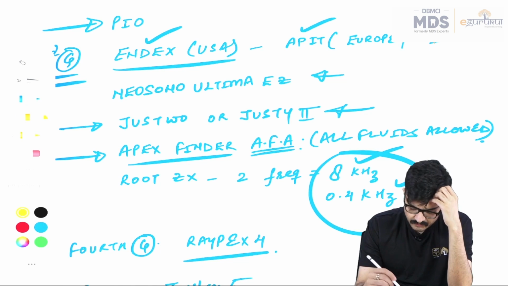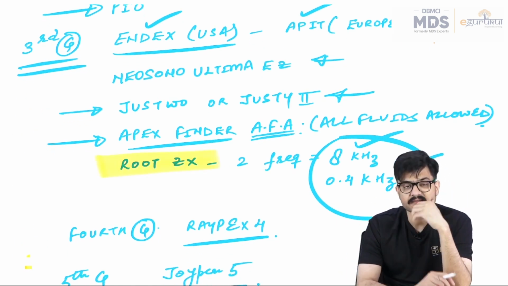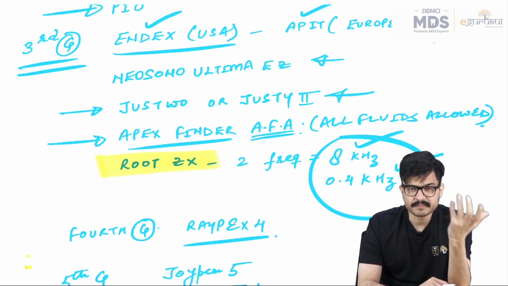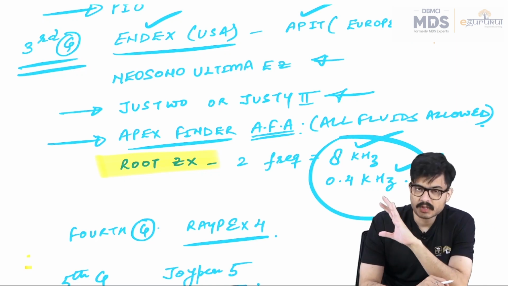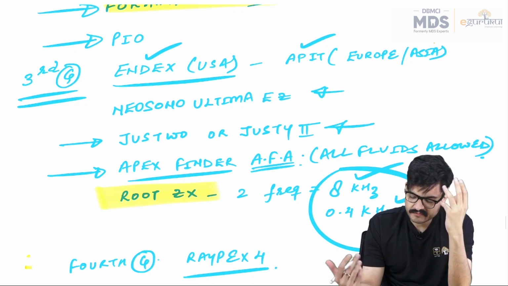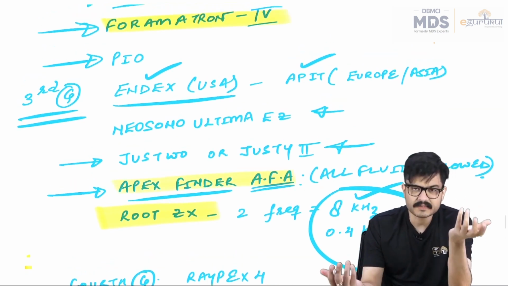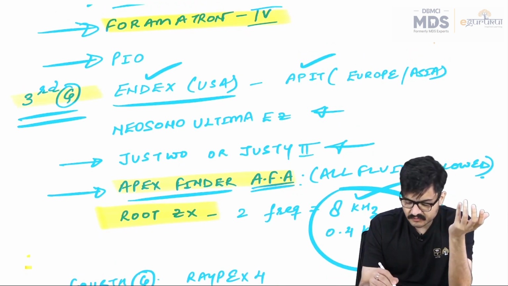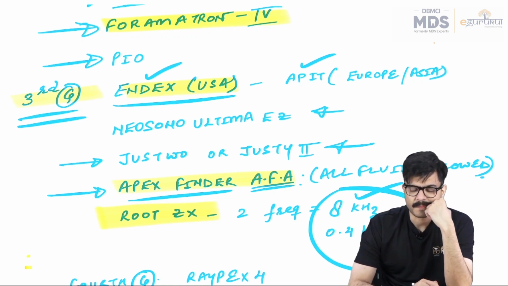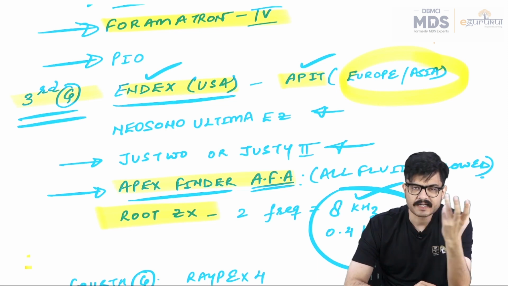Again, I would suggest you must know at least definitely the Root ZX. That is a third generation apex locator. I don't know because of what reason, but some people do confuse it with fourth generation. No, Root ZX is third generation, no doubt about it. Then there is no harm in memorizing this Apex Finder, All Fluids Allowed, and the fact that the first third generation was Index, that was developed in the USA, and it is marketed as APIT in Europe and Asia. You can at least memorize these three.